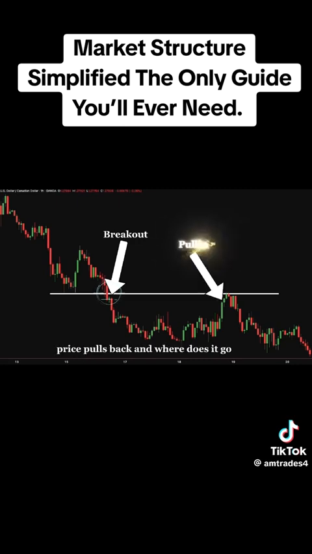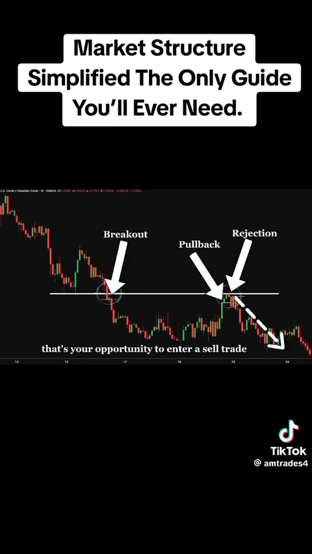Price pulls back, and where does it go? Right back to that broken support level. And now, instead of holding as support, it rejects price from above. That rejection is your signal that the pullback is over and the downtrend is resuming. That's your opportunity to enter a sell trade right at the beginning of the next impulsive leg.